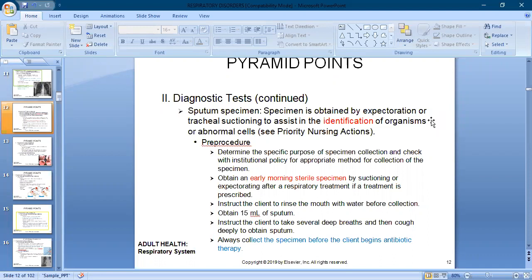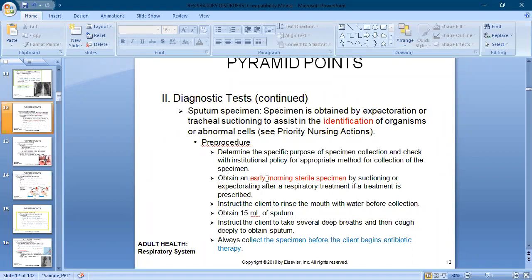So now, preoperative: determine the specific purpose of the specimen collection, and definitely check with the institutional policy. We have to talk to the patient about what we are going to do, take their permission, and follow the institution's policy guideline and also national guidelines. And it is better if you collect the sputum early in the morning. Also keep in mind, you have to collect the sputum from the deep throat, tracheal secretion.